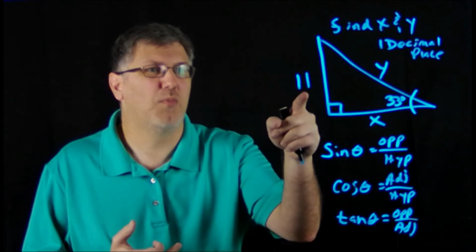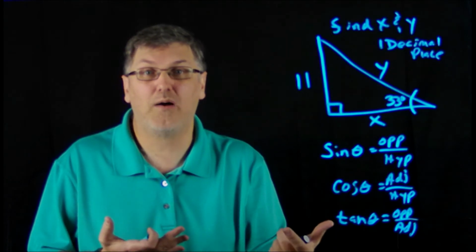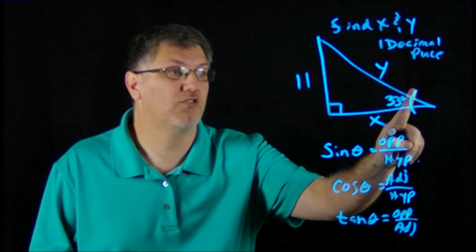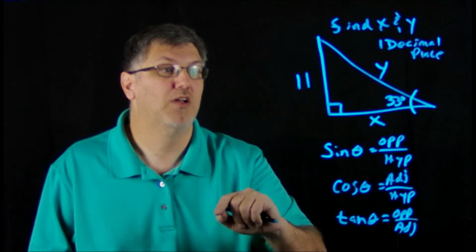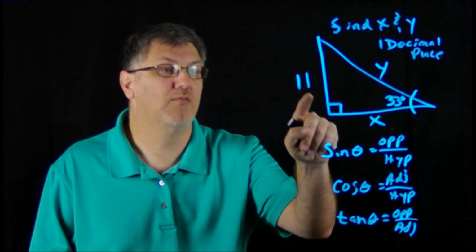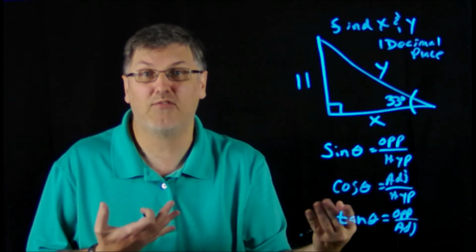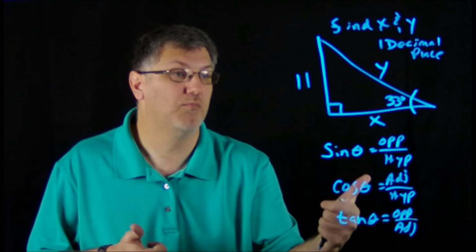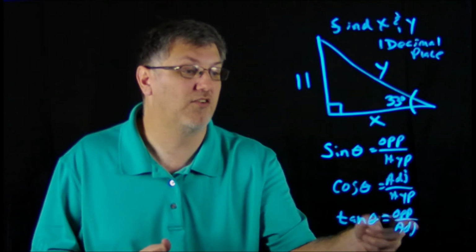And I have to figure out, is my 11, relative to 33 degrees, my hypotenuse or my opposite? Well, if x is my adjacent, y is going to be my hypotenuse because my finger is touching both of those. 11 is going to be my opposite. So I have an opposite, and I'm looking for an adjacent. Opposite hypotenuse, no. Adjacent hypotenuse, no. Opposite adjacent, bingo, that's the one. So that means I have to use tangent.